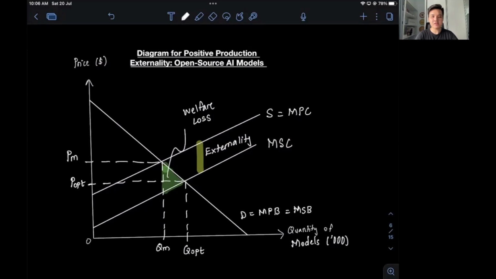Hey friends, positive production externalities refer to external benefits on society created by the producers making the goods and services. One very common example of a positive production externality would be open source AI models or large language models. For example, one type of model we can think of would be Meta's Llama 3 open source model, which is released by the developers in Meta.